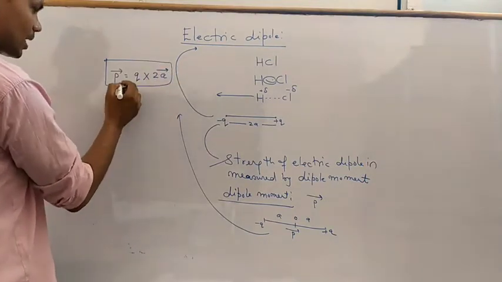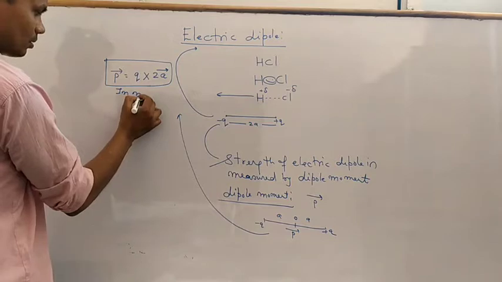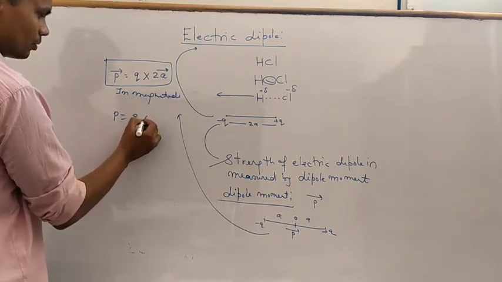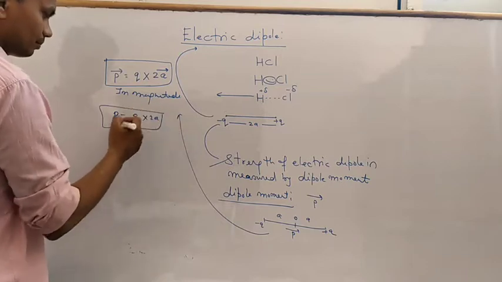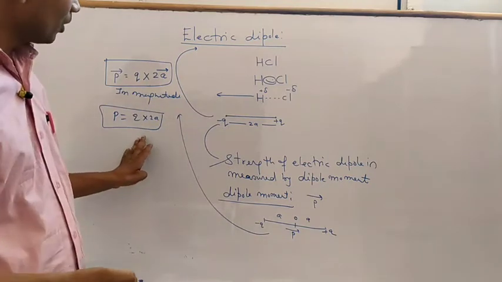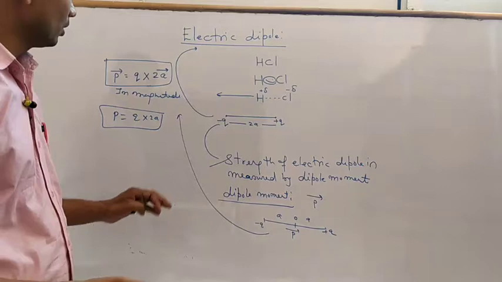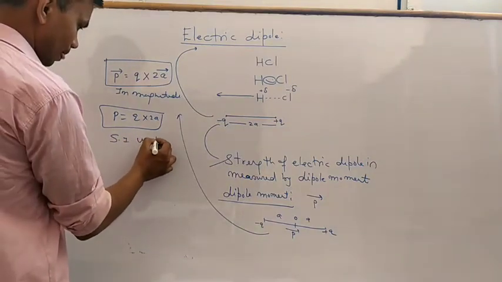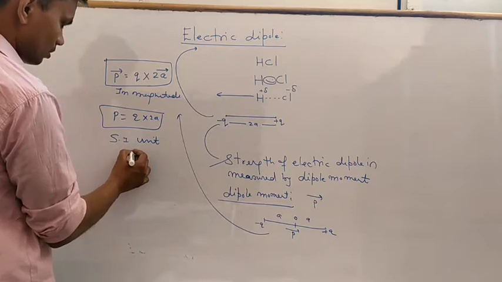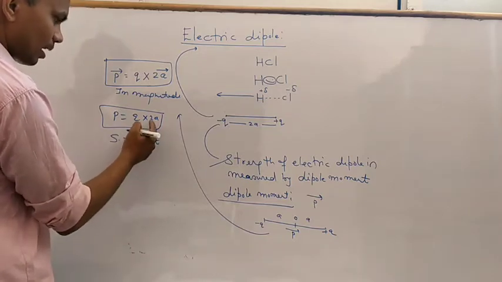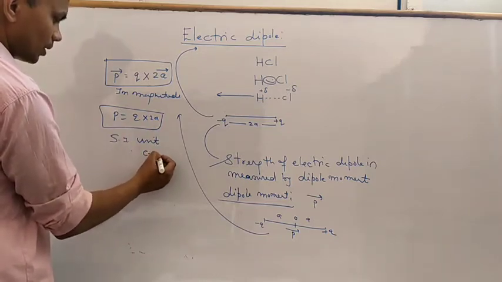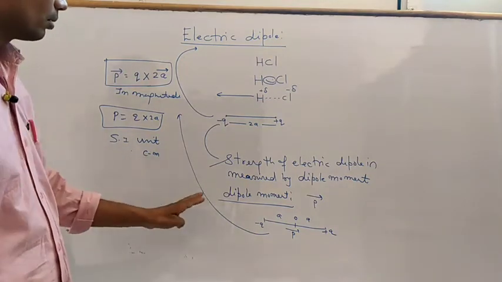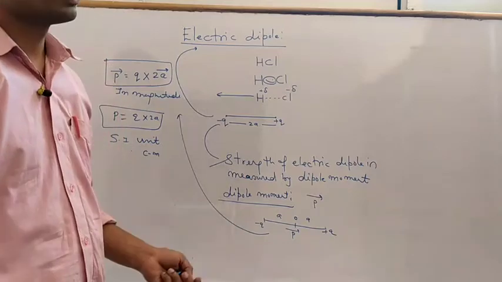Or if you write it in magnitude, p equals q into 2a. There is no problem. If you want to write the SI unit of the electric dipole moment, the SI unit of electric charge is coulomb and of length is meter, so it is coulomb meter. This is the SI unit of the electric dipole moment.